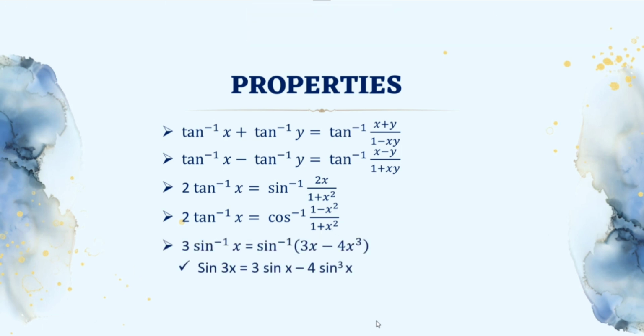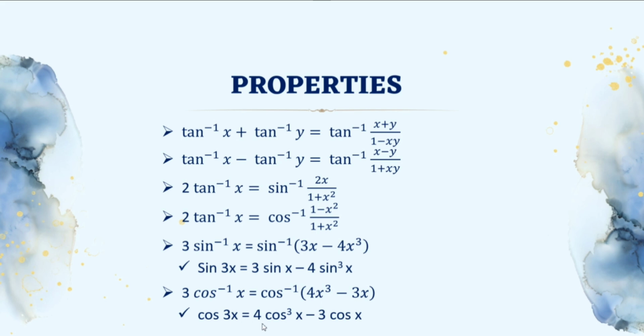We have also seen a formula in trigonometry: sin 3x is equal to 3 sin x minus 4 sin cube x. And we can put the inverse of this function, that is, 3 sin inverse of x is equal to sin inverse of 3x minus 4x cube. This is derived from this formula. And we also know that 3 cos inverse of x is equal to cos inverse of 4x cube minus 3x, where cos 3x is equal to 4 cos cube x minus 3 cos x.